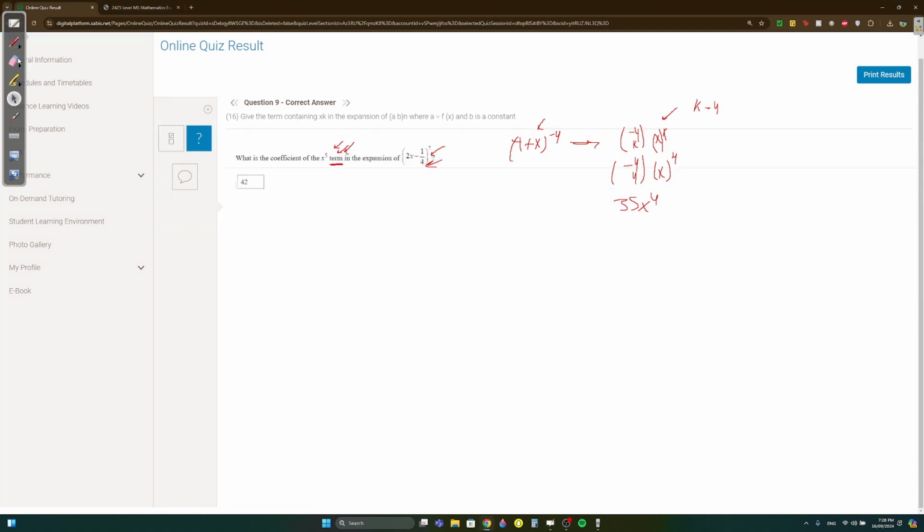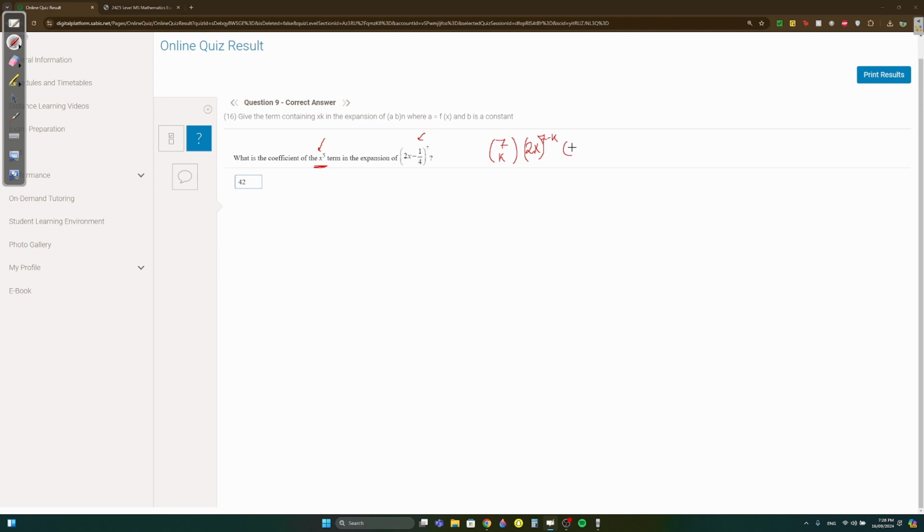Question 9. What's the coefficient of the x5 term here? Again, whenever they ask for the coefficient of a specific term, you write the general term. In this case, the general term is 7 C k. It's not a negative power, so it's as normal. 2x to the power 7 minus k, minus 1 over 4 to the power of k.